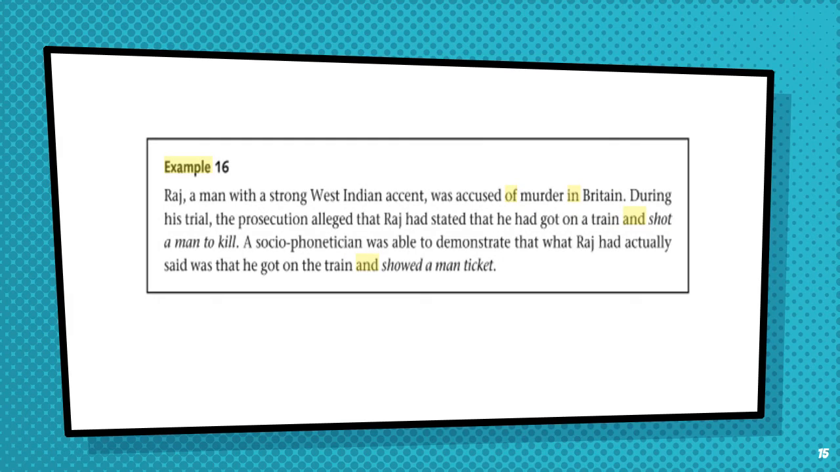Now move on to example 16. Raj, a man with a strong West Indian accent, was accused of murder in Britain. During his trial, the prosecution alleged that Raj had stated that he had got on a train and shot a man to kill. A social phonetician was able to demonstrate that what Raj had actually said was that he got on the train and shot a man ticket.